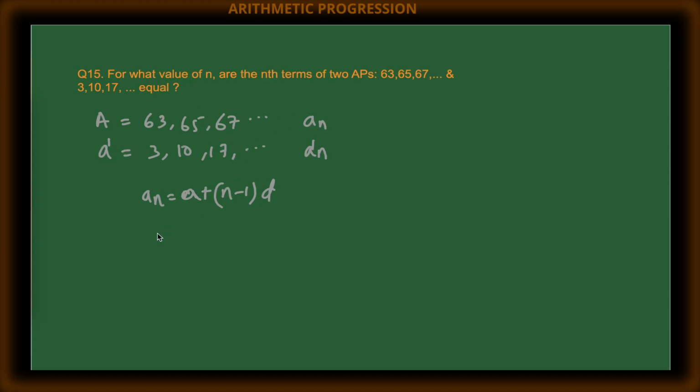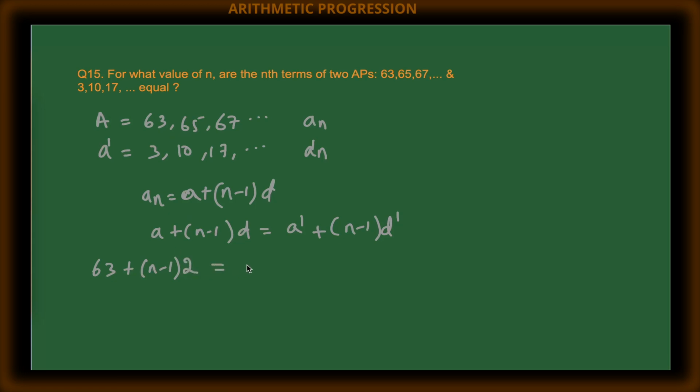So a plus n minus 1 into d is equal to the second arithmetic progression, which we are denoting as a dash plus n minus 1 into d dash. The common difference is different, it's not mentioned as same, so that's why we put it as different. Let's solve this. a is given as 63 plus n minus 1 into d. The difference is 65 minus 63, which is nothing but 2.